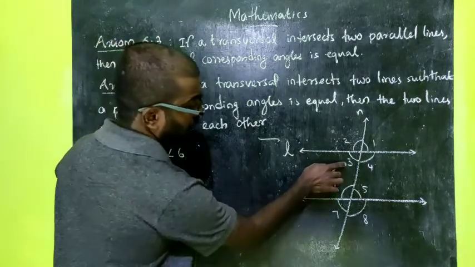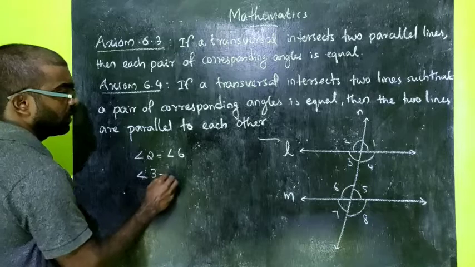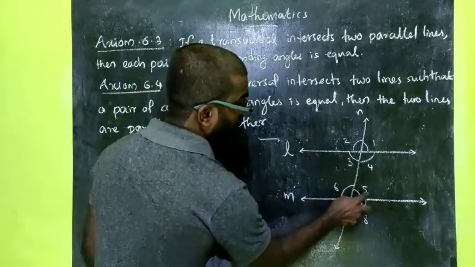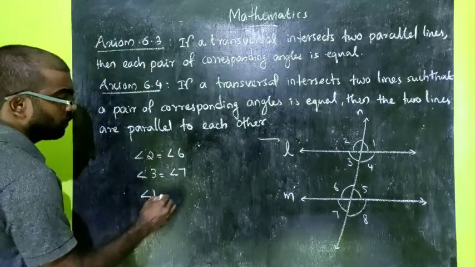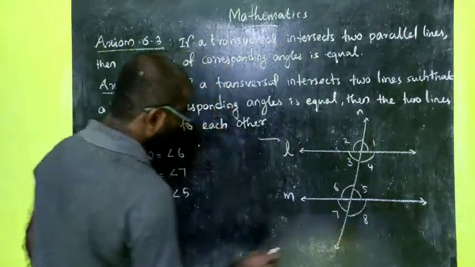Then the next pair is angle 3 and angle 7. So angle 3 is equal to angle 7. And here angle 1 and angle 5. So angle 1 equal to angle 5 and angle 4 equal to angle 8.